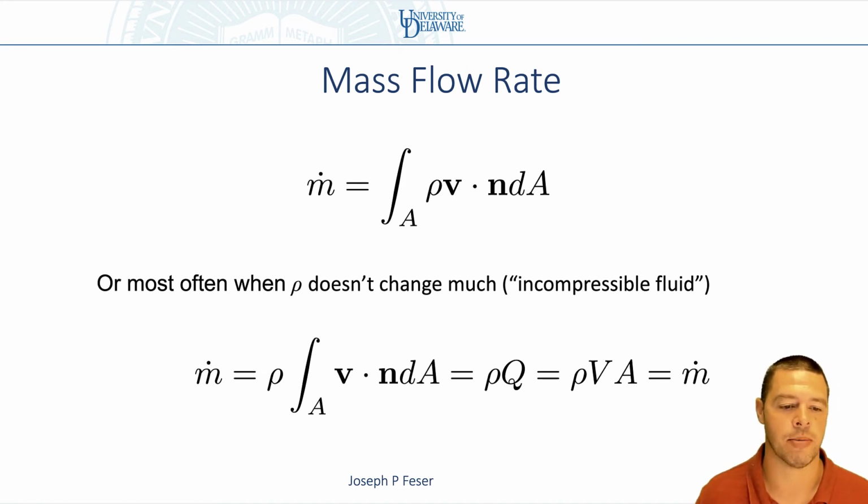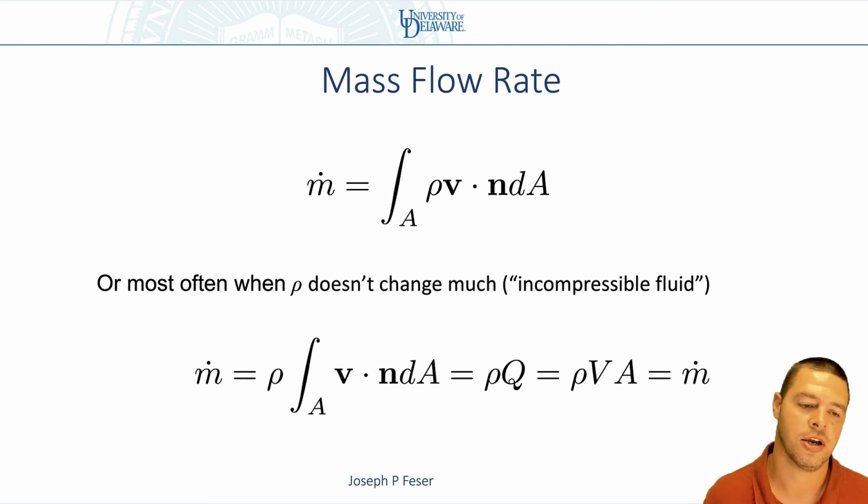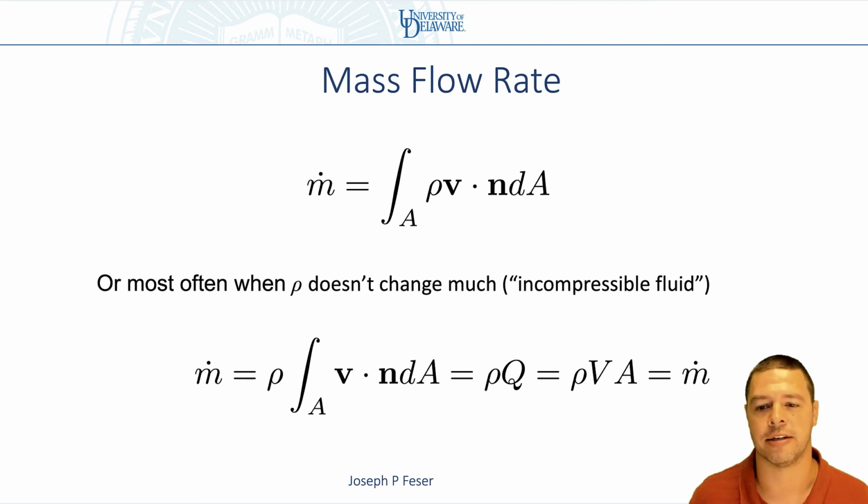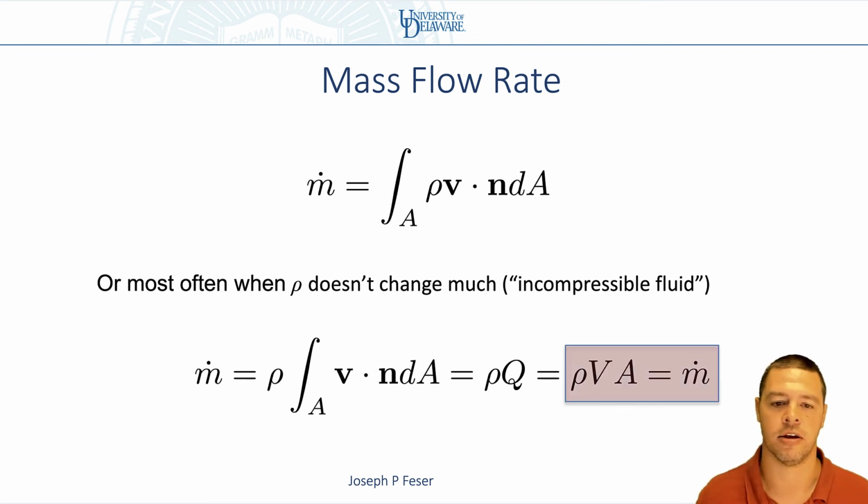And probably the most common way: if you take density out of the integral, then that entire integral is just the volumetric flow rate again. So that would be density times Q. And of course, another way of writing that, since Q is just the average velocity times the cross-sectional area of a pipe or something like that, is that a lot of times it's convenient to write the mass flow rate as rho VA, where V is the average velocity.